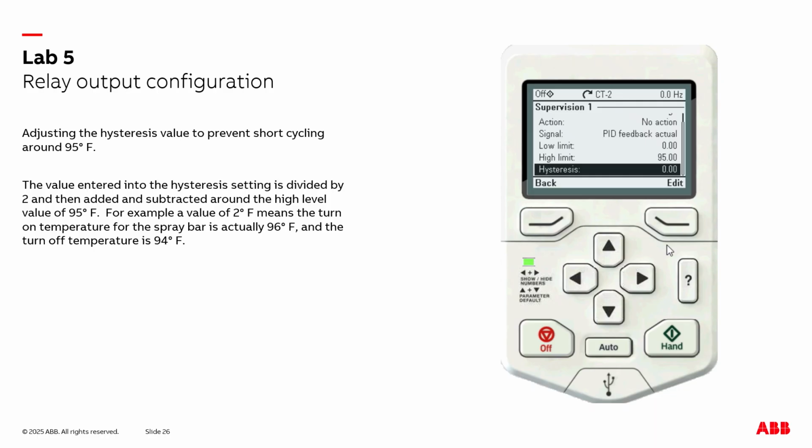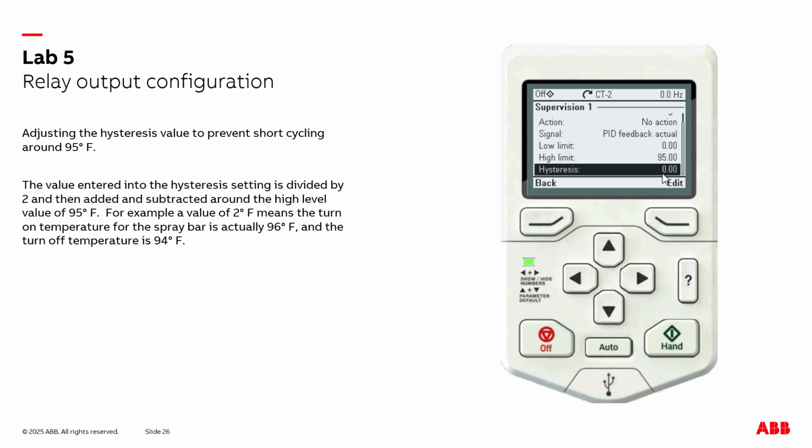Now, something that was not in the initial configuration request, but we do need to implement, is something called hysteresis. Hysteresis is basically creating a dead band around the set point that we want to turn on and off our spray pump. By default, the spray pump is going to turn on at 95.01 degrees Fahrenheit and turn off at 94.99 degrees Fahrenheit. This can create a lot of short cycling that could damage the starting contactor and also the spray pump itself. So to prevent this, we want to enter a value in the hysteresis here.